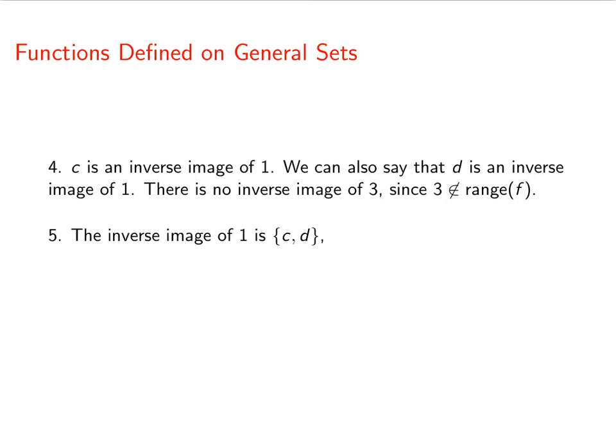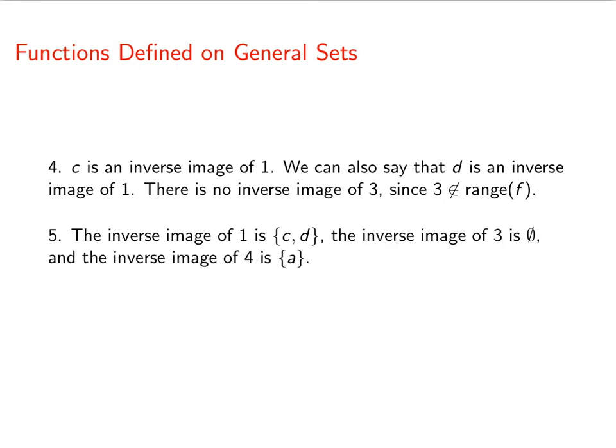So now if I want to talk about the inverse image of 1, what we're talking about is the set of all things that get mapped to 1. And so that's the set containing c and d. Meanwhile, the inverse image of 3 is the empty set because nothing gets mapped to 3. The inverse image of 4 is the set containing a.